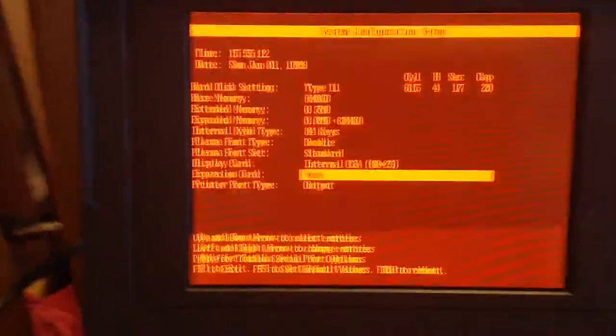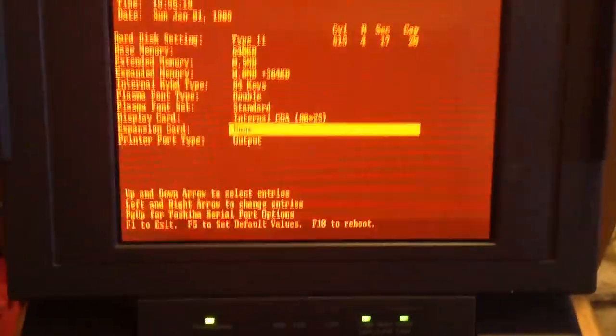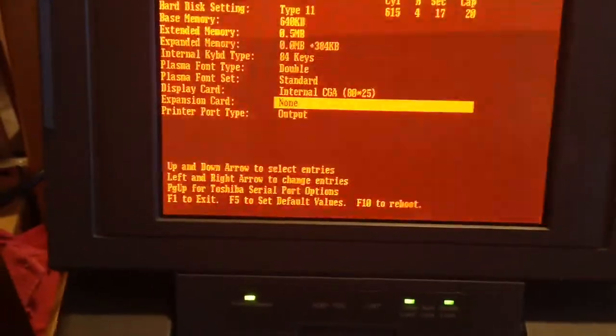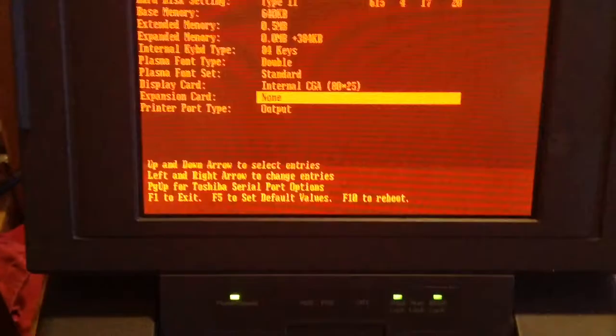Expansion card, none. You can add expansion cards on the back if you remove a lid, which were only Toshiba specific, so there was no way you're going to find an expansion card for this thing easily.